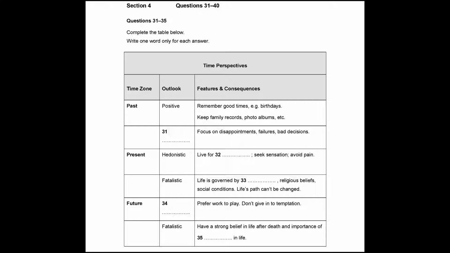These are the kinds of people who keep family records, books, and photo albums. People living in the past negative time zone are also absorbed by earlier times, but they focus on all the bad things, regrets, failures, poor decisions. They spend a lot of time thinking about how life could have been. Then, we have people who live in the present. Present hedonists are driven by pleasure and immediate sensation. Their life motto is to have a good time and avoid pain.